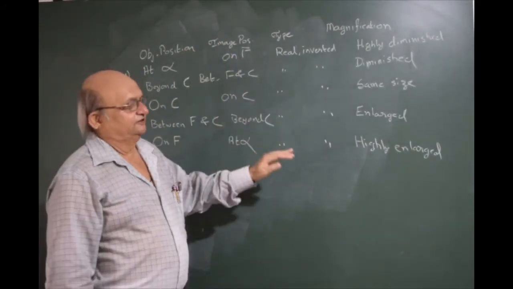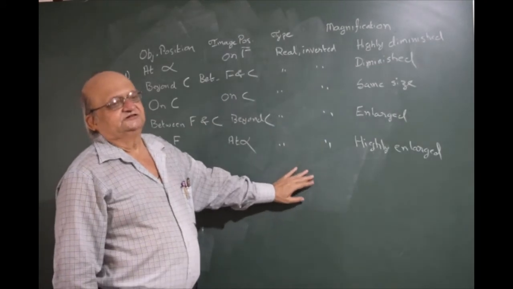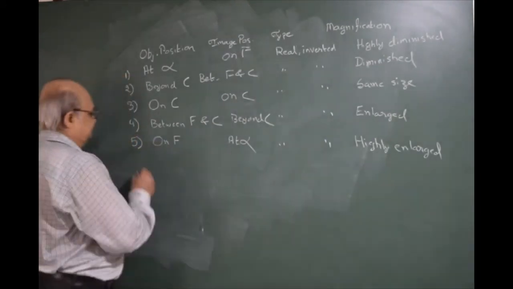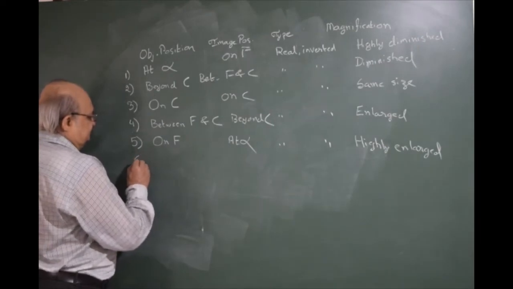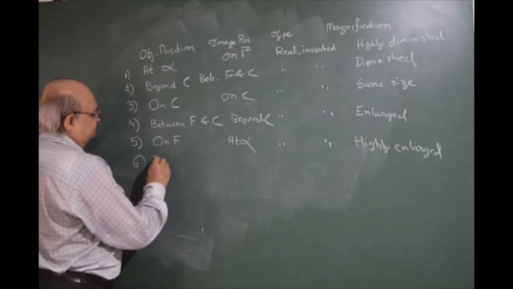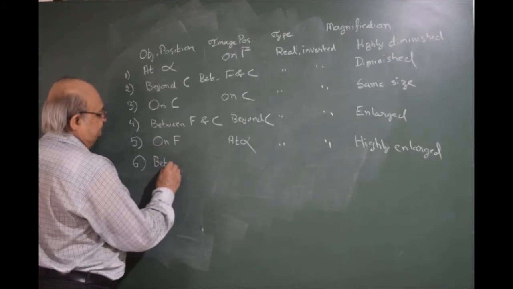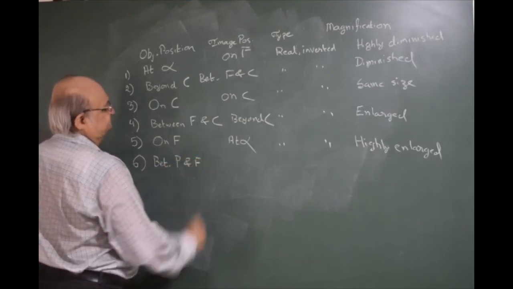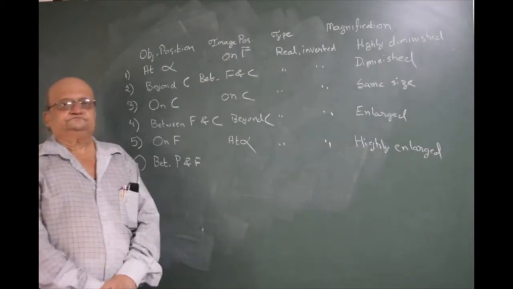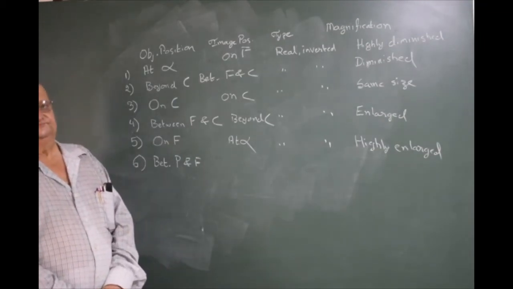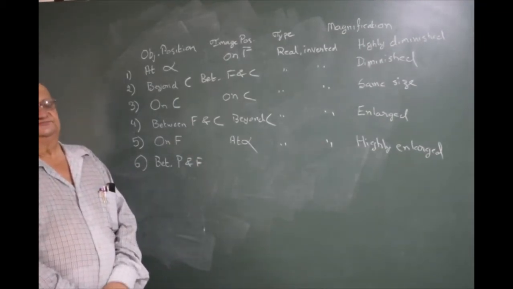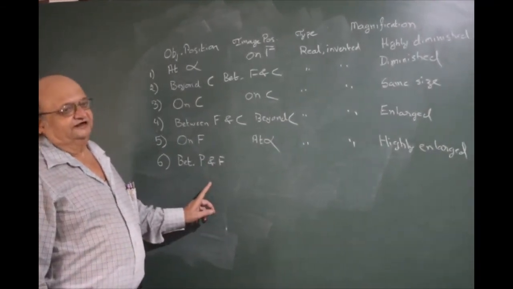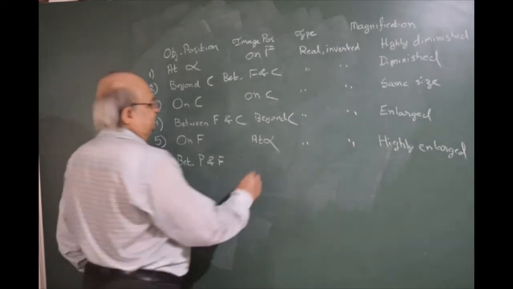But these are not the only 5 positions for concave mirrors. We also have a 6th position, and that position is between the pole and the principal focus. This is the position when the image will be behind the mirror.